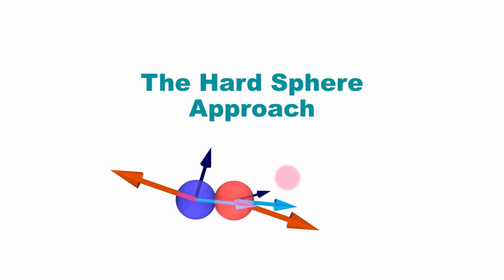In this part, I would like to highlight the differences between two approaches within the context of the discrete element method, the hard sphere and the soft sphere approach.